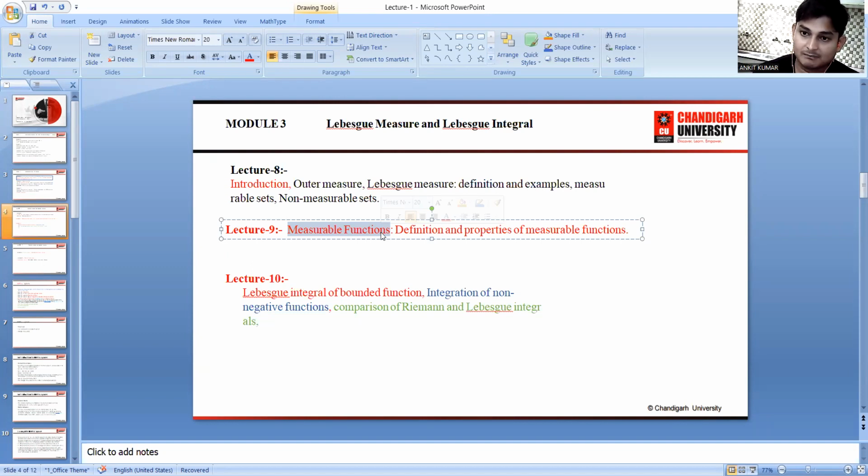So basically, the Lebesgue integral of a bounded function is covered in this lecture. Integration of a non-negative function: how we will find it. And we will prove the theorems of the Riemann and Lebesgue integrals, and cover the basic difference between them. What is the comparison between Riemann and Lebesgue? There are necessary conditions for Riemann and Lebesgue integrals, so we will cover it in depth.